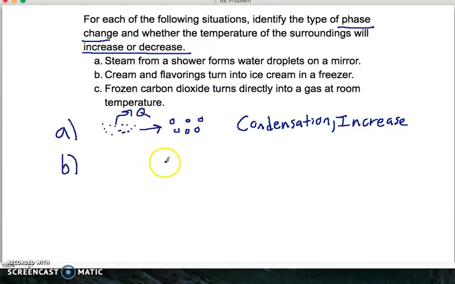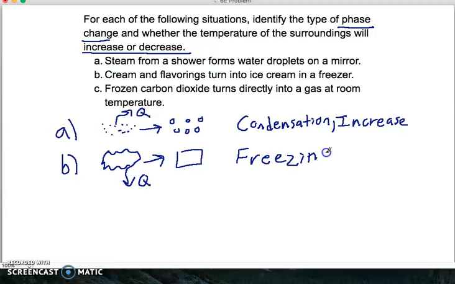B, cream and flavorings turn into ice cream in a freezer. So basically what you have is a liquid going to a solid. For that to happen, it's kind of the same idea. You have to lose heat. So this process is freezing. Again, not too difficult. Because you need to get energy out of the cream and the flavorings to get it to solidify, you're going to have an actual increase in temperature of the surroundings.